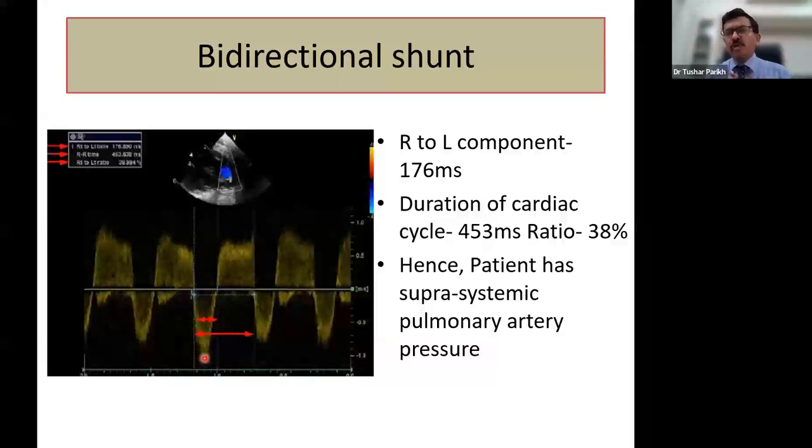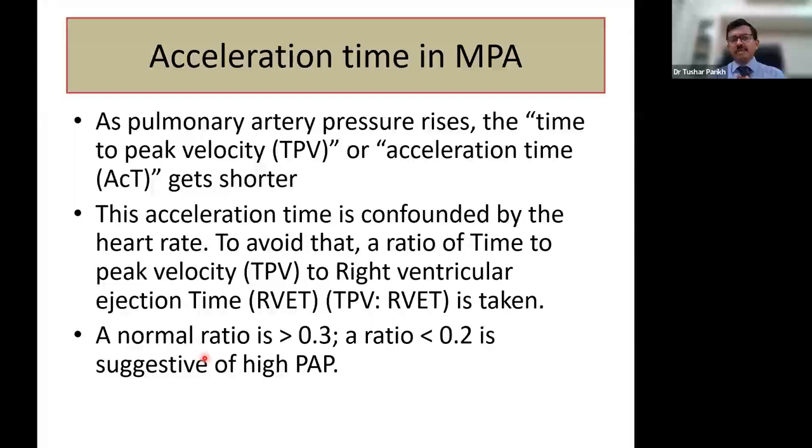Now moving on to the third parameter, which is the acceleration time in the main pulmonary artery. As pulmonary artery pressure rises, the time to peak velocity, so TPV, this is a very important term, or acceleration time, gets shorter. I'll show you what it is. The acceleration time is confounded by the heart rate. So to avoid that, the ratio of time to peak velocity divided by right ventricular ejection time is taken. Normal ratio is more than 0.3. If it is less than 0.2, it is suggestive of pulmonary arterial hypertension.